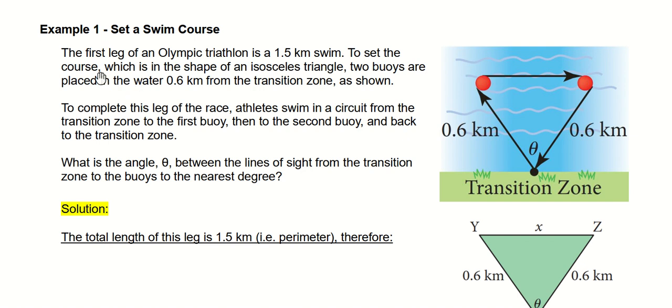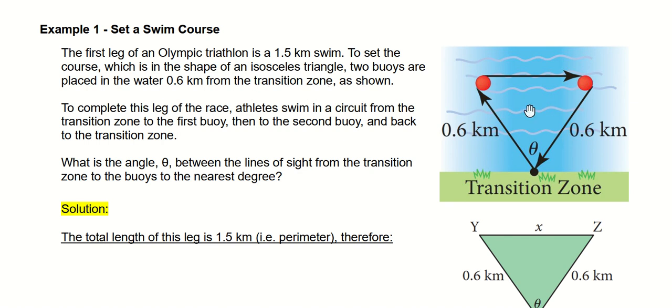The first example says the first leg of the Olympic triathlon is about a 1.5 kilometer swim. What they really mean is that the perimeter around here equals 1.5 kilometers. That's what they mean by leg. To set the course, which is the shape of an isosceles triangle, where both sides equal each other, this side and this side, two buoys are placed in the water 0.6 kilometers up from the transition zone.